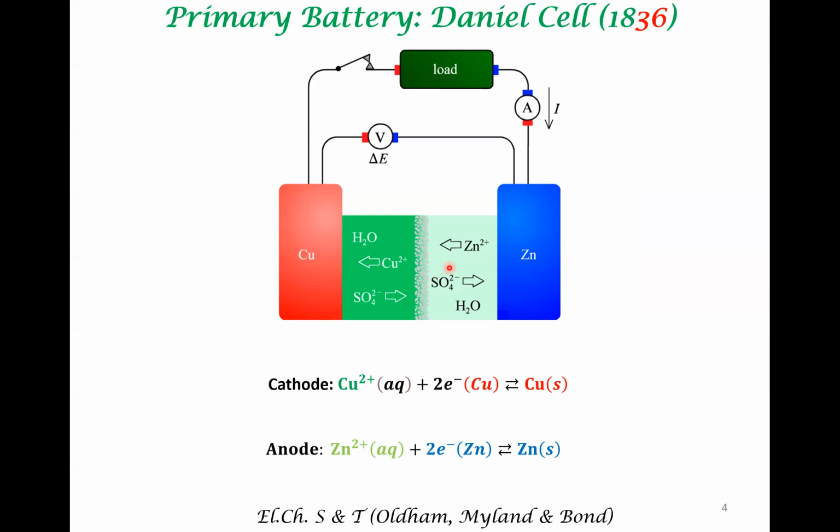That's what is happening, and the role of a separator is to keep the two chambers separated, that is, the electrolyte in contact with the anode is separated from the electrolyte that is in contact with the cathode. Okay, so you don't want them mixing together. So that's one of the roles of this separator.